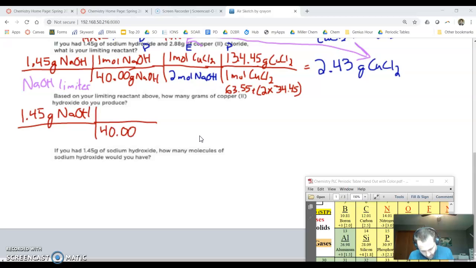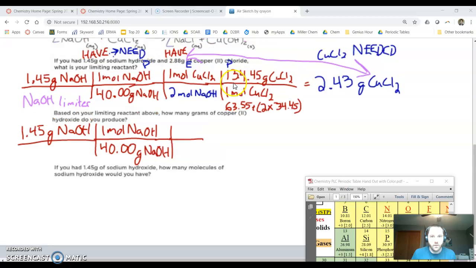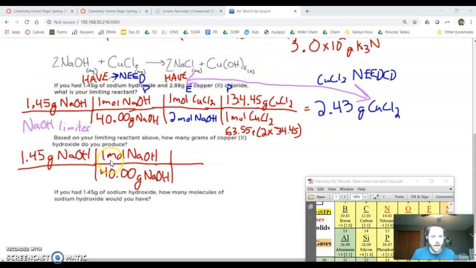I always pretty much have to go to moles. I have to do a trading ratio. I can't compare grams to grams. So I'm really just pulling in the same steps from above. Now though, I'm not going to copper chloride, I'm actually going to copper hydroxide. So I'm going to this product over here. Well, I can still trade 2 sodium hydroxides for 1 copper hydroxide. So 2 moles of sodium hydroxide for every 1 mole of copper hydroxide.